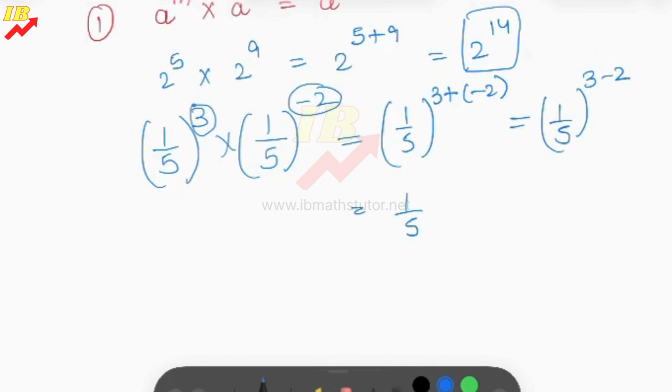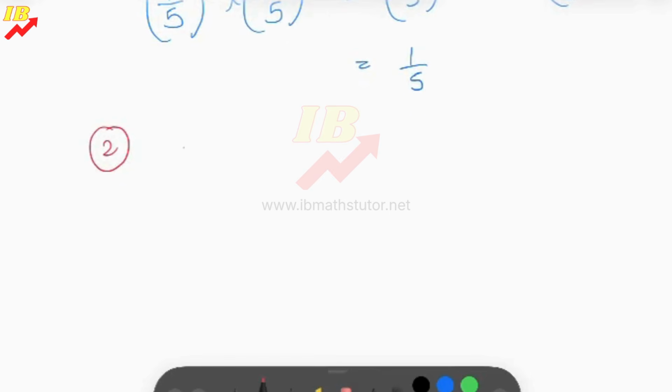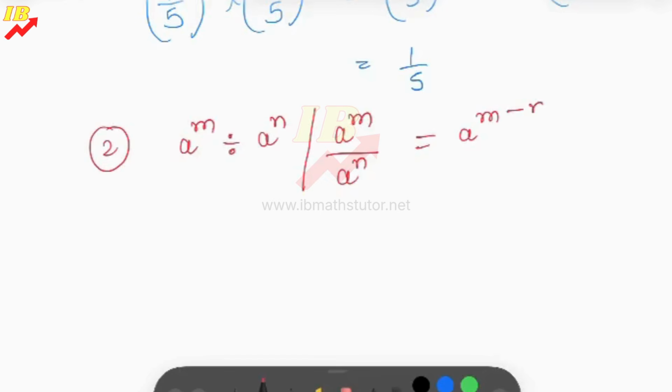Okay, let's take another law. The next law says when we have a to the power m, I mean the bases are again same and there is a difference in that with a division sign, or they are written in this format: a to the power m over a to the power n. That means we are going to subtract the power.